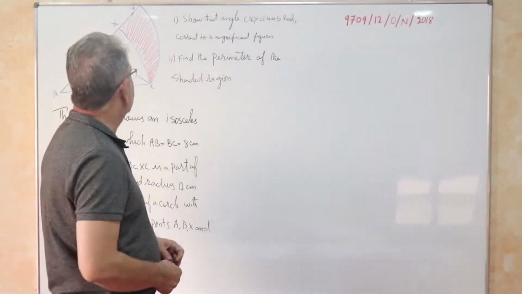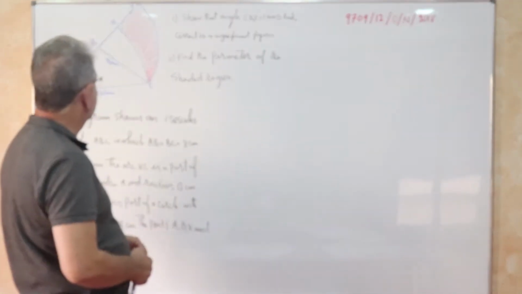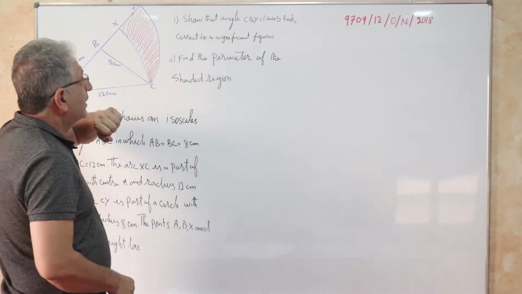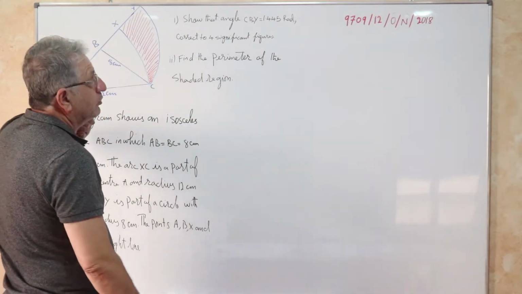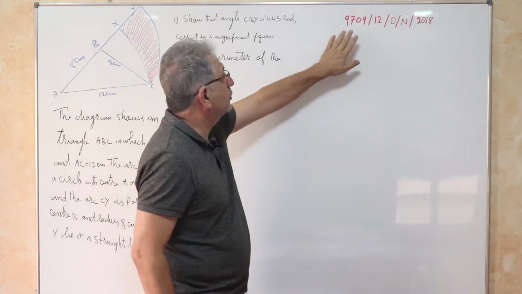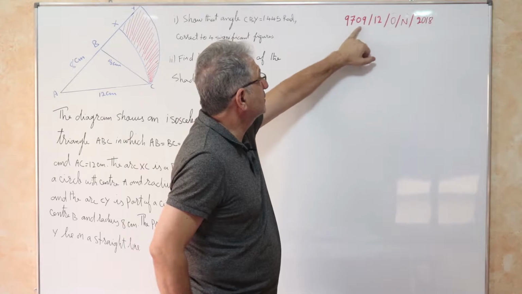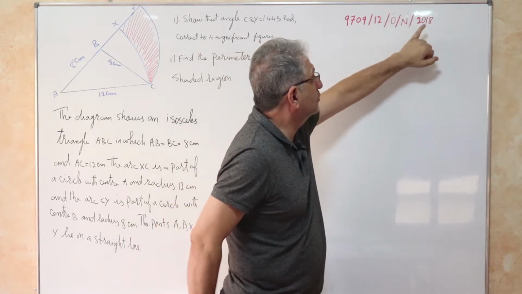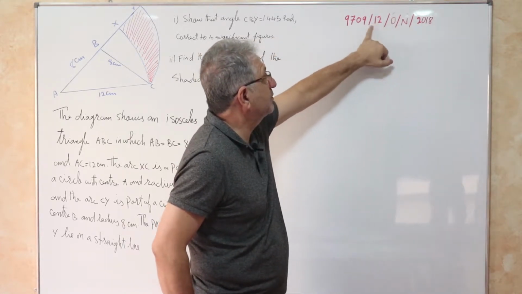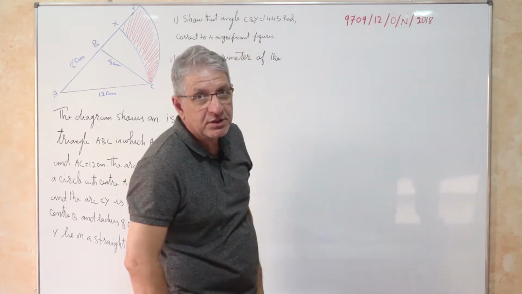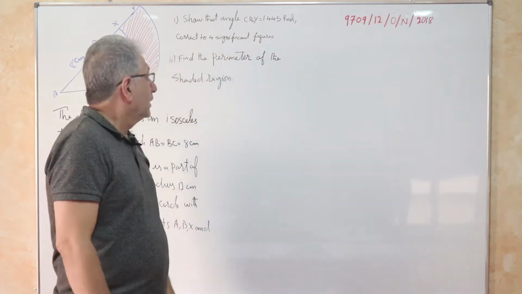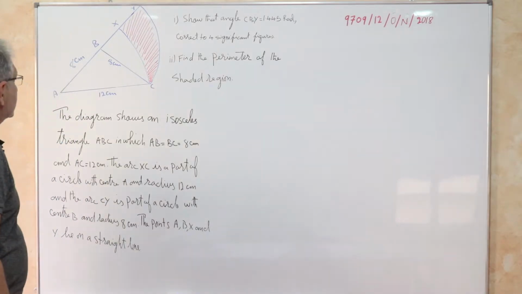This is actually on circular measure and a bit of trigonometry involved. The code of the question paper is 9709 12 October November 2018. You know that 12 means paper 1 variant 2, therefore it is from the Pure Maths 1. Okay, let's see what the question says.